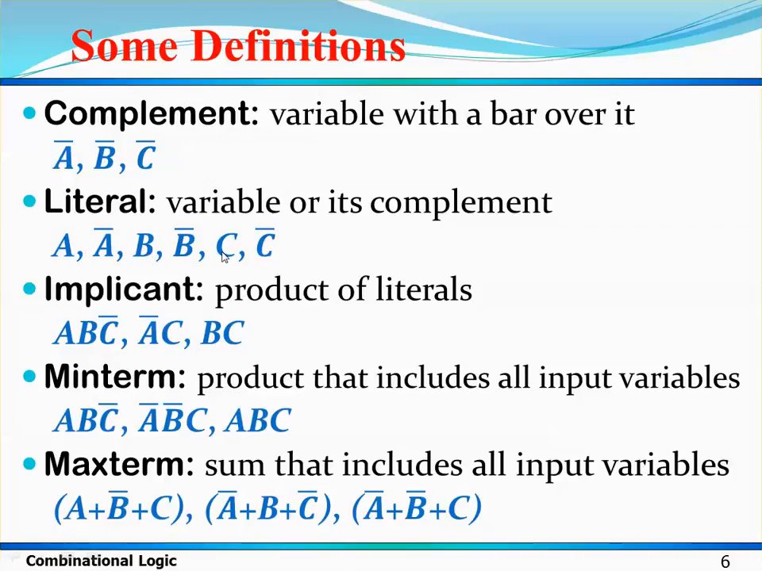So both the normal variable and the complement of that variable are called literals, and the product of those literals is called the implicant. For example, here are three examples: A, B, C bar, A bar, C, B, C. These are three implicants, and there are two terms. One is called minterm, the second is called maxterm. A minterm is a product that includes all input variables. Similarly, a maxterm is a sum that includes all input variables.